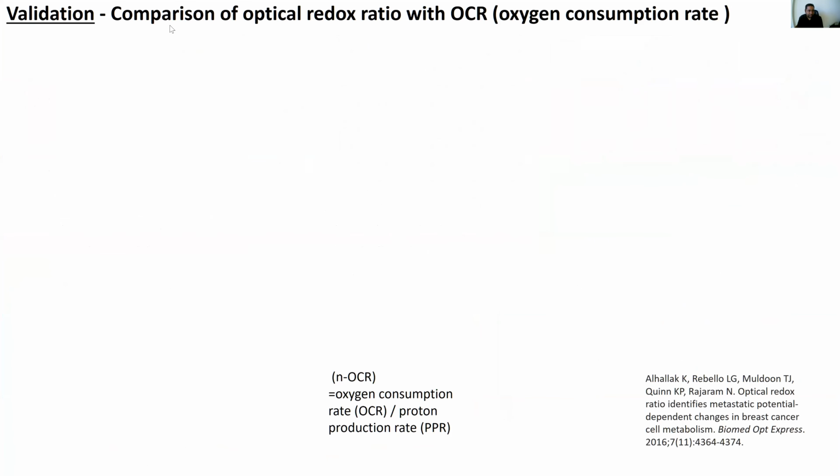Now, another validation, which is the gold standard now in a way, is with OCR, oxygen consumption rate, which is measured in Seahorse assays, which everybody uses. Again, the Seahorse assay is a solution measurement right on top of the cells, which does not measure at the single-cell level. It measures whatever happens to the whole system. Now, in this case, again, it's Nirmala Rajaram from University of Wisconsin and her lab, and they have been comparing it with OCR, which is oxygen consumption rate, and proton production rate, which is again a method of looking at metabolism.